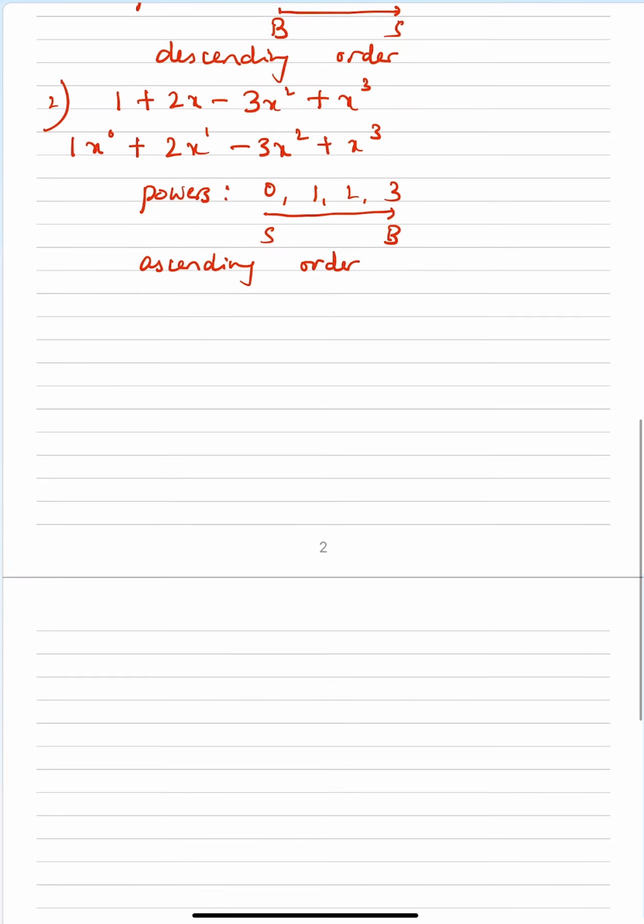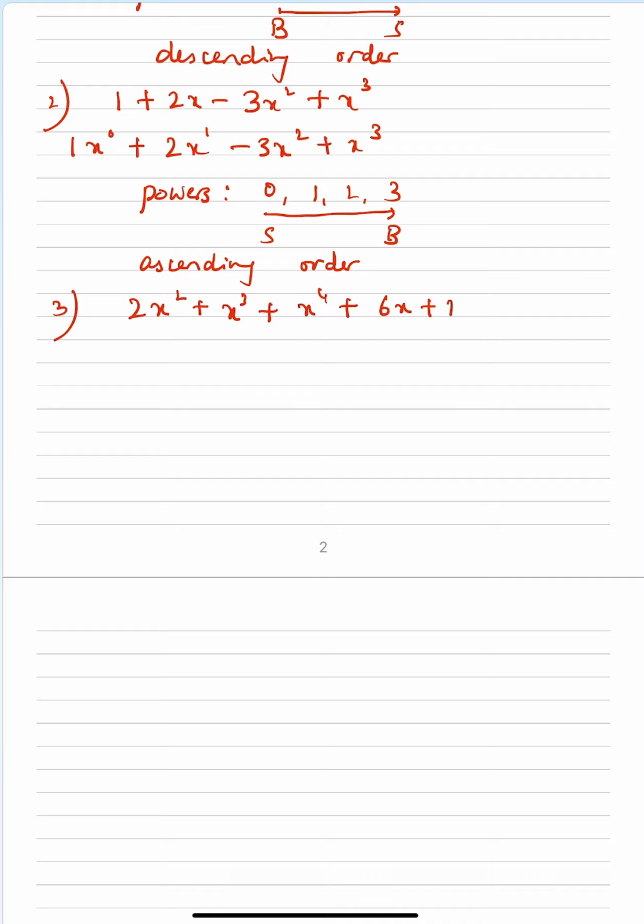Now if I give you one more example, that 2x square plus x raised to 3 plus x raised to 4 plus 6x plus 1. Now see, the powers are 2, 3, 4 and so on. Neither they are in descending order nor in ascending order. Can we say like that?